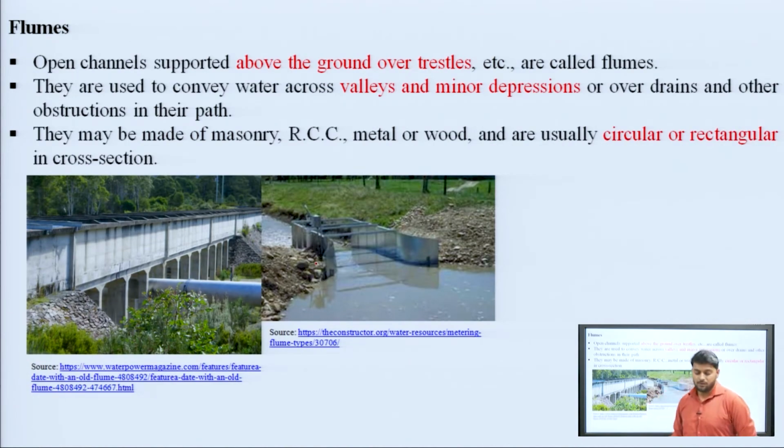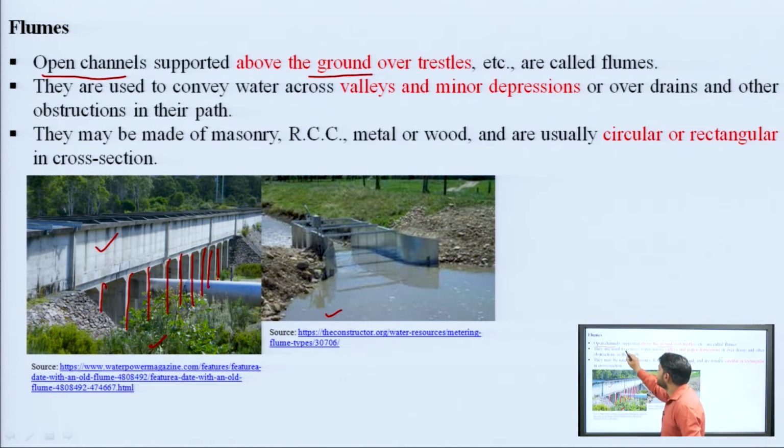Next one is a flume. These two sketches represent a flume. So, what is a flume? Basically, flumes are open channels that are supported above the ground. Both figures show that these are open channels. Here we can clearly see that this particular structure is supported by trestles and is generally above the ground. These are the supports. So, where are they constructed?